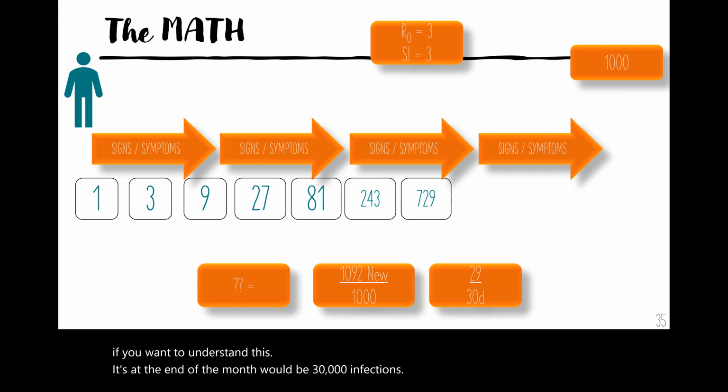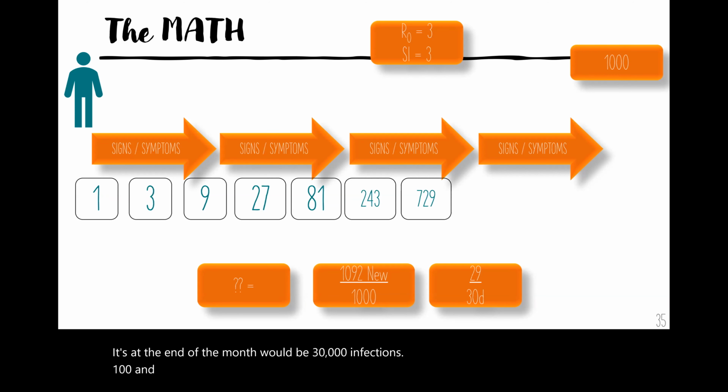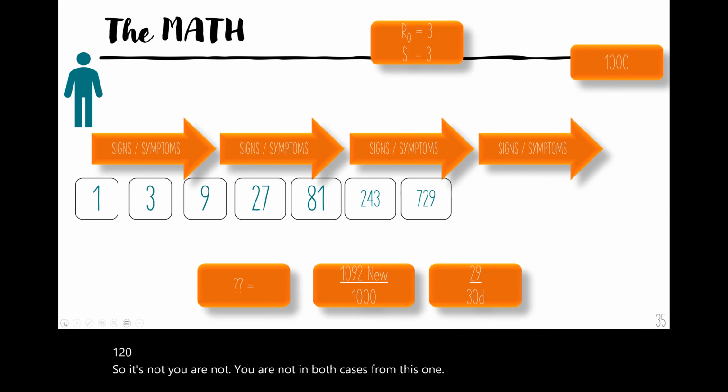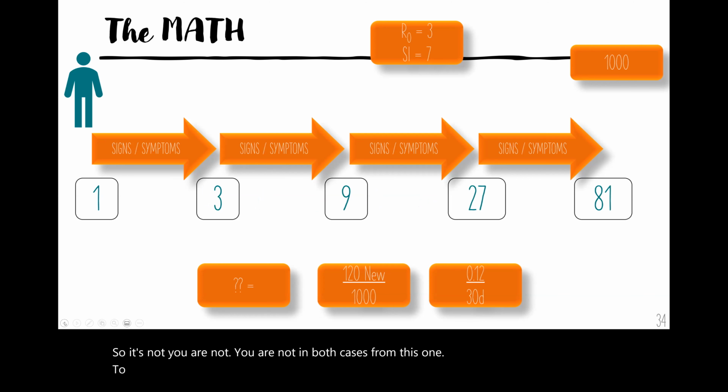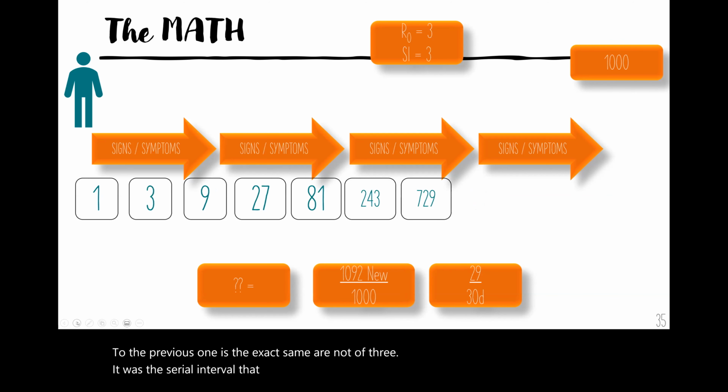Not 120, like we saw in the serial interval of 7. So it's not the R naught. The R naught in both cases, from this one to the previous one, is the exact same R naught of 3. But it was the serial interval that changed. The period between one set of symptoms to the next set of symptoms of the other person.